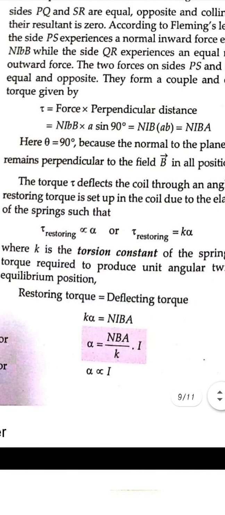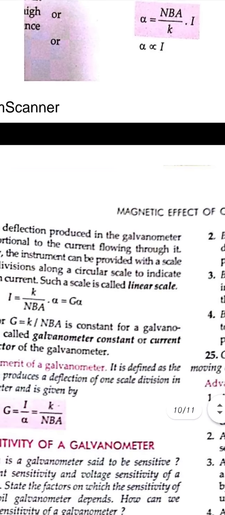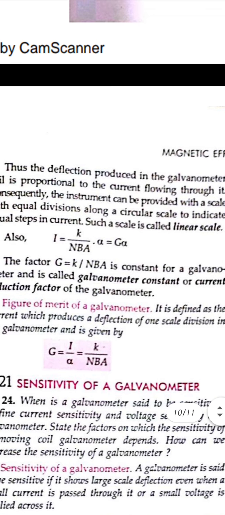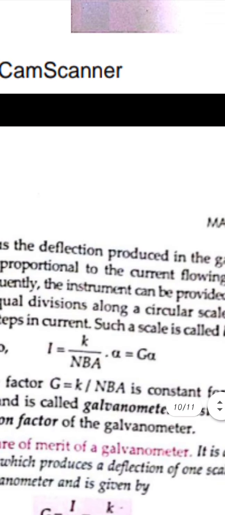Here NBA upon K will be constant, where B is the magnetic field and I is the current. So alpha can be given as directly proportional to current. From here we have taken G, that is a constant, the galvanometer constant. So what is the value of G? It is I upon alpha, which is equal to K upon NBA. So this is the galvanometer constant, the current reduction factor.